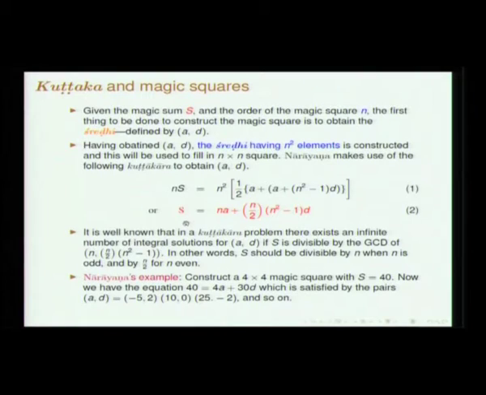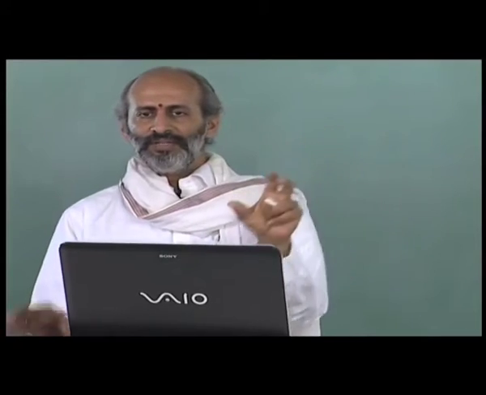All that he gives is this formula. Therefore we get S as nA plus n by 2 into (n square minus 1) into D. Now n is known, and the sum is also known, that is given to you. You give a sum and then say what the dimension of the magic square should be, 5 by 5, 4 by 4, 3 by 3, whatever. So S and n are given and you have to find appropriate A and D. This is the problem. You have one equation and two unknowns, therefore it is a Kuttaka problem. So A and D have to be determined.